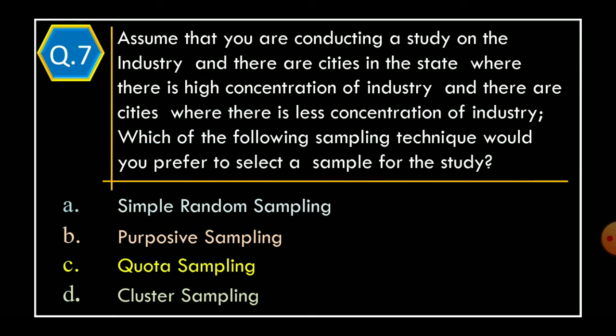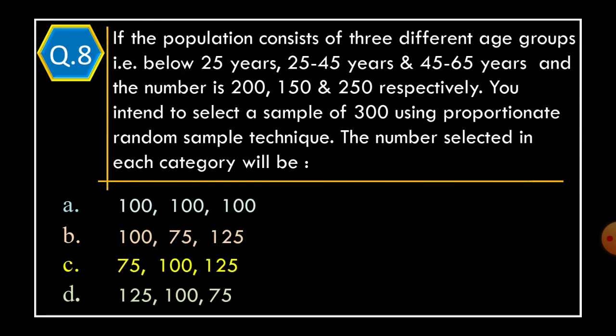Question 7. Assuming that you are conducting a study on the industry and there are cities in the state where there is a high concentration of industry and there are cities where there is a less concentration of industry, which of the following sampling technique would you prefer to select a sample for the study? Option A, simple random sampling. Option B, purposive sampling. Option C, quota sampling. Option D, cluster sampling. And correct option is option D, cluster sampling.